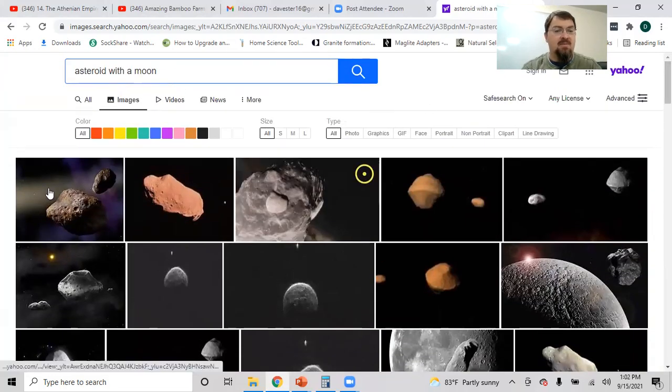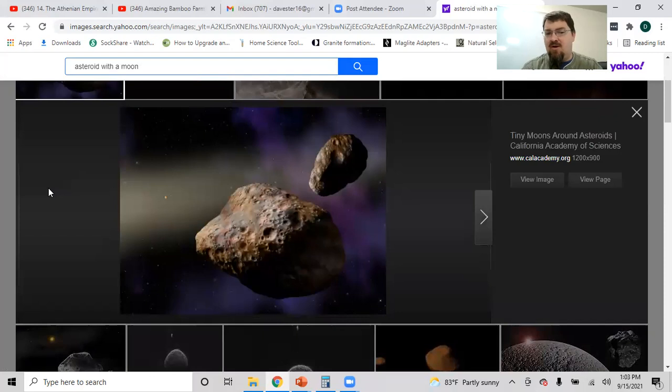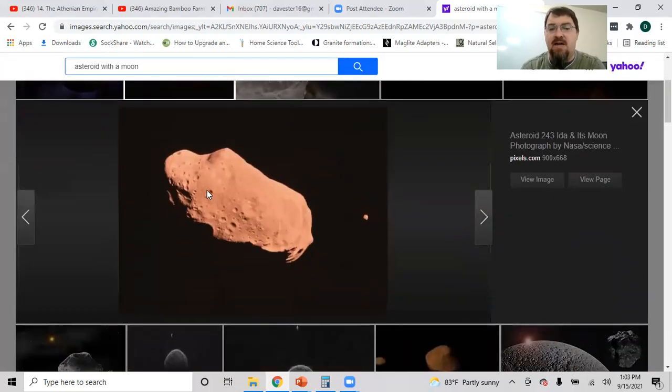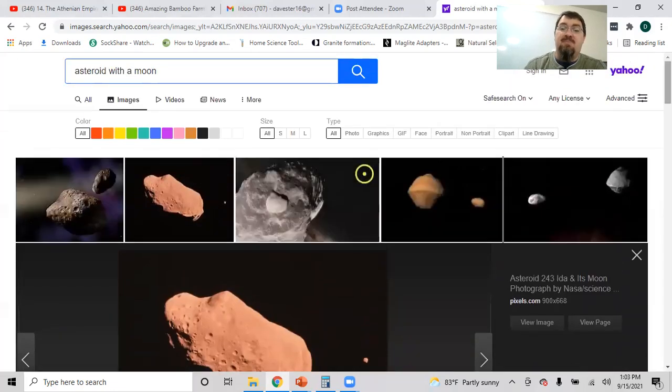Okay, and by the way, for example, this one is an artist's impression. That is not an actual photograph. But here's an actual photograph: asteroid 243 Ida, the asteroid Ida, and its moon. How about that? The asteroid's not even big enough to be spherical, and it has its own moon in a pretty close orbit too. So basically impossible to explain if you don't have hydroplate theory.